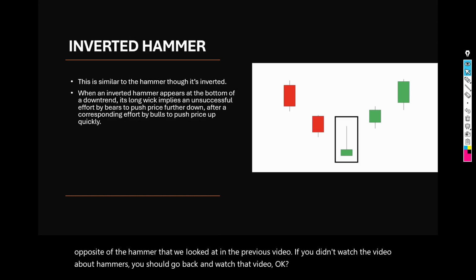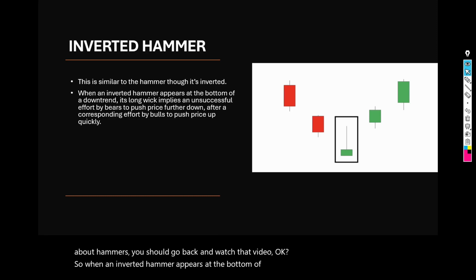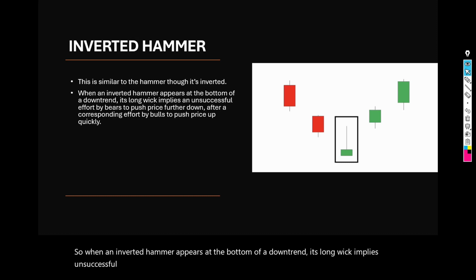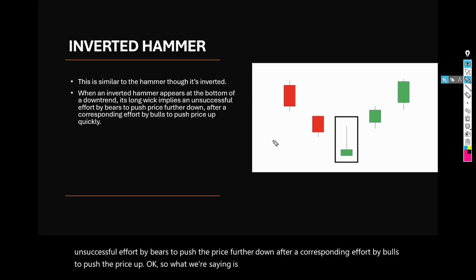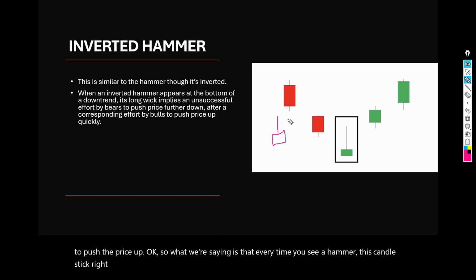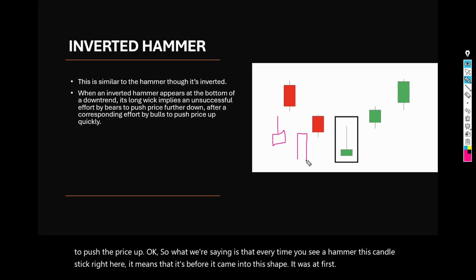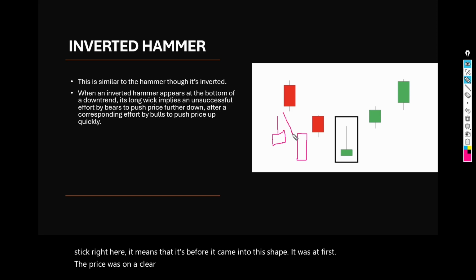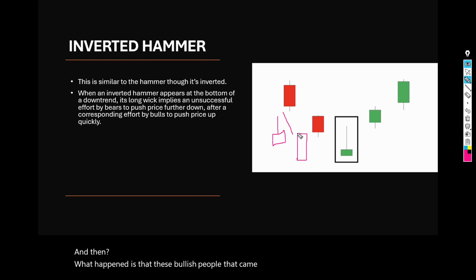So when an inverted hammer appears at the bottom of a downtrend, its long wick implies unsuccessful effort by bears to push the price further down, with a corresponding effort by bulls to push the price up. Okay, so what we're saying is that every time you see this candlestick right here, before it came into this shape, the price was on a clear downtrend. Okay, and then what happened is that these bullish people came in and pushed the price very high.